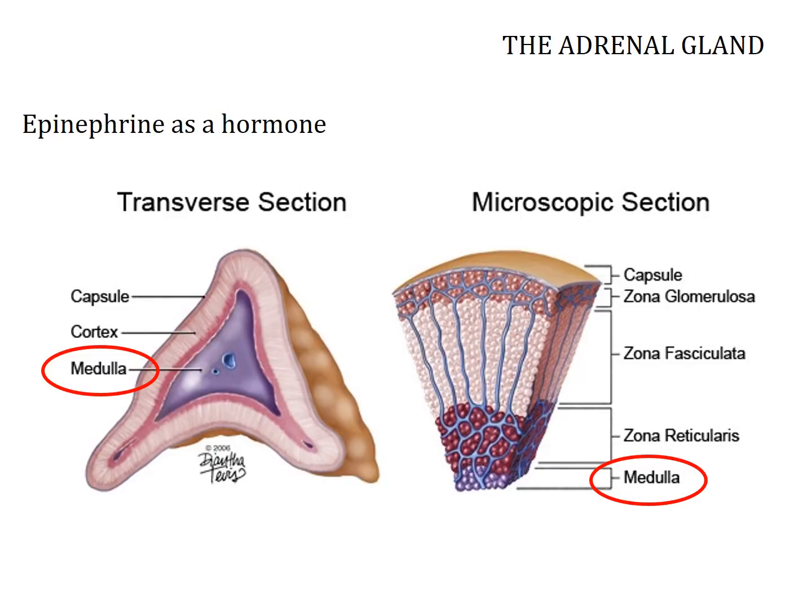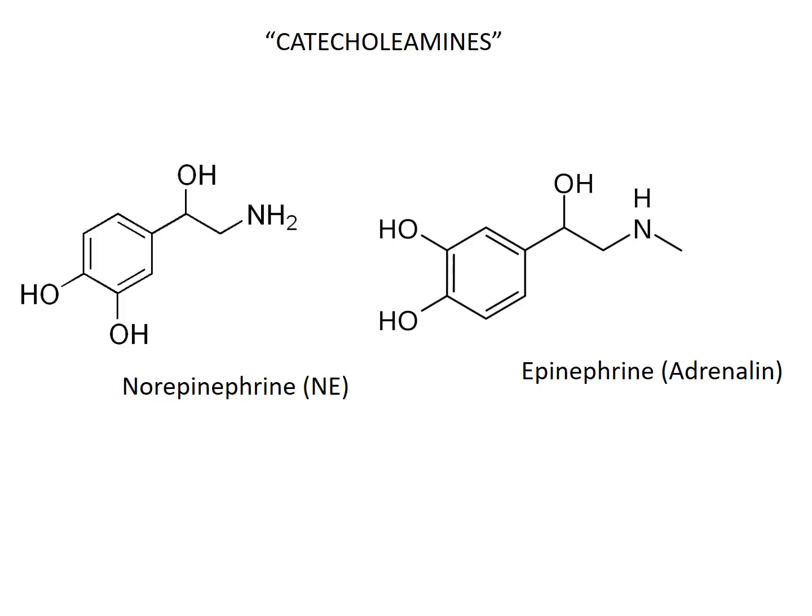Remember, we have two adrenal glands, and they sit right on top of each of the two kidneys. The adrenal glands, particularly the adrenal medulla, synthesize and release two substances, norepinephrine and epinephrine. These two substances are catecholamines.